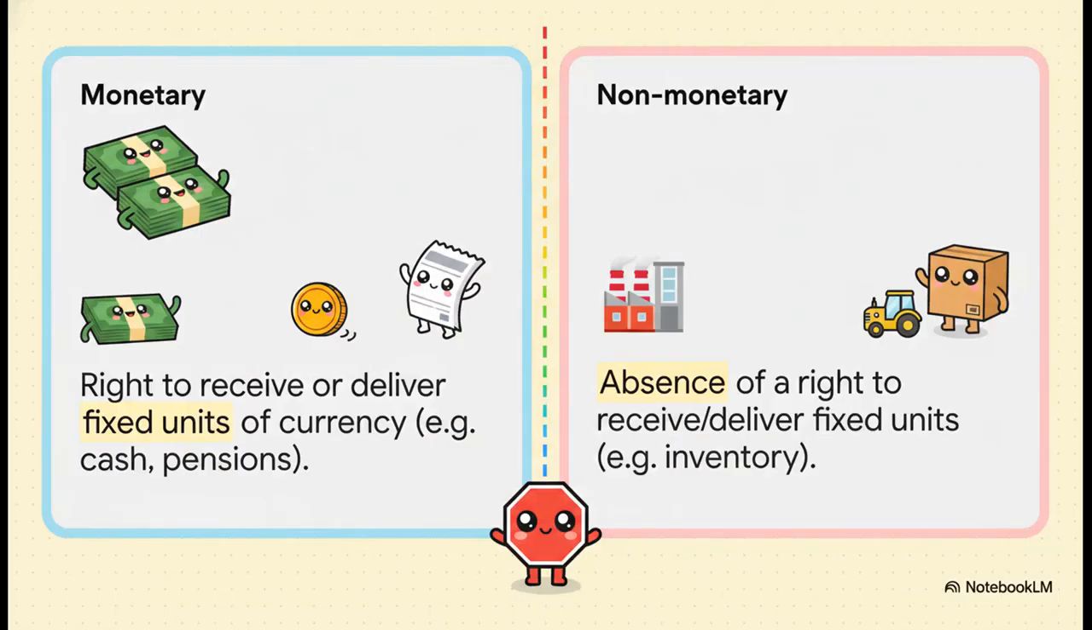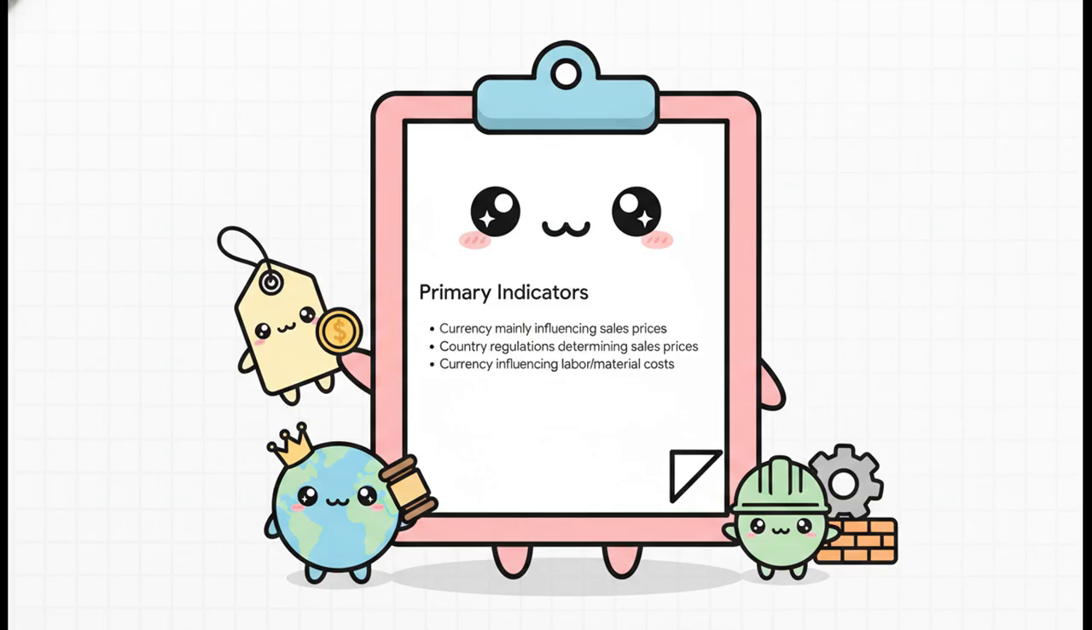Okay, to make all this math work later on, we need to lock down a strict boundary between two vital concepts: monetary versus non-monetary items. Monetary items are things fixed in actual units of currency, like your cash, your receivables, your payables. Non-monetary items, on the other hand, don't give you a right to receive fixed cash. We're talking about physical assets here, like inventory or property. You really want to keep this strict divide in your head because it changes the whole ballgame when we start translating numbers. So how do you actually pinpoint that functional currency?